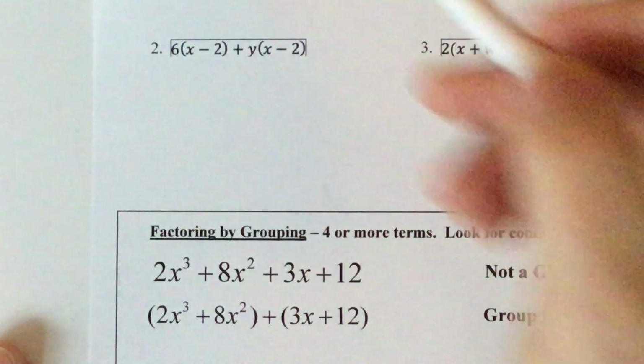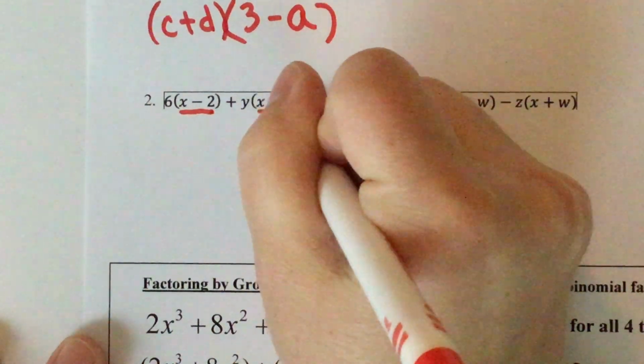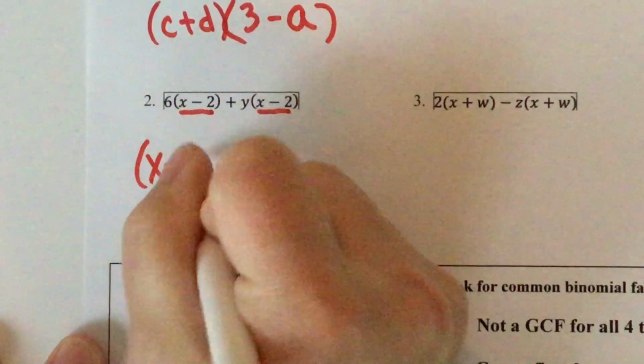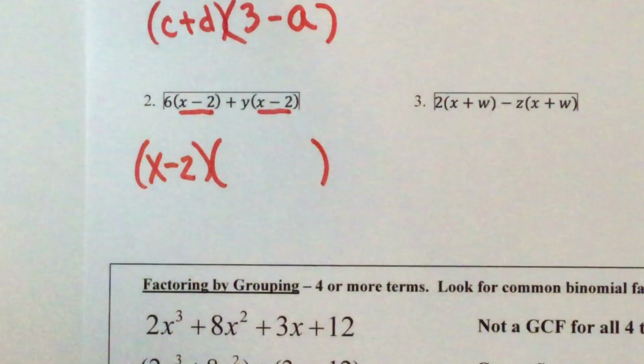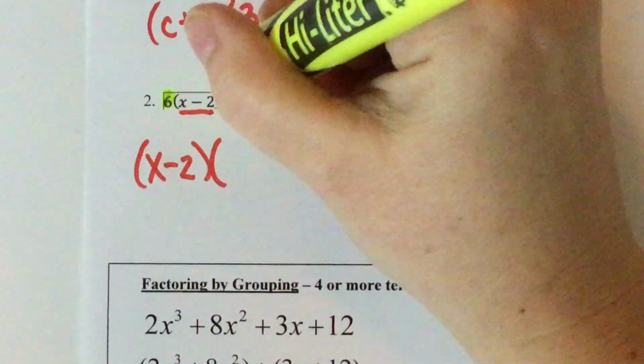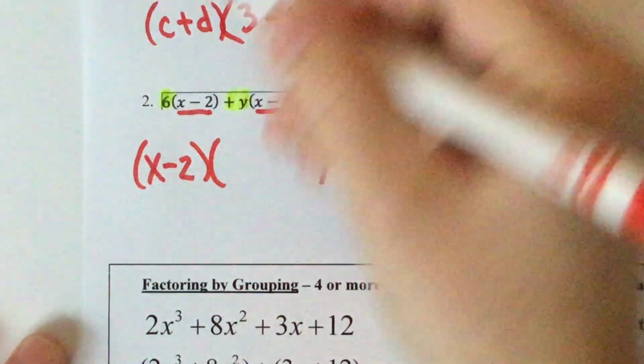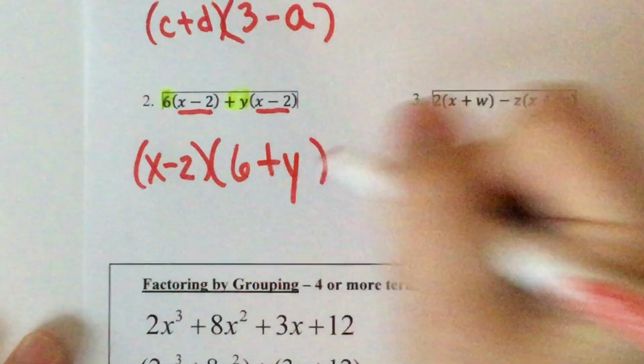So this is what we do when the problem looks like this. So you want to see if the things in parentheses are the same. If they're the same, you write it one more time. And then you look to see what's left over. And what's left over is going to be the guy in the front and the guy in the middle, which is 6 plus y. And I'm done.